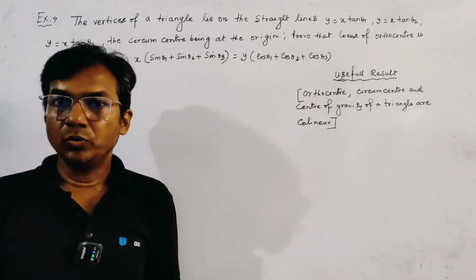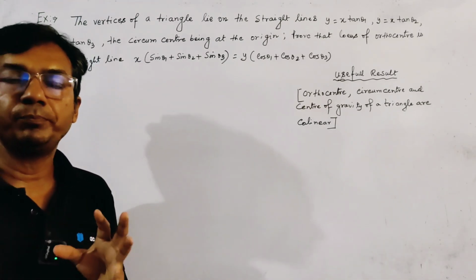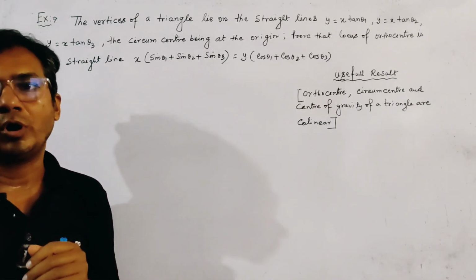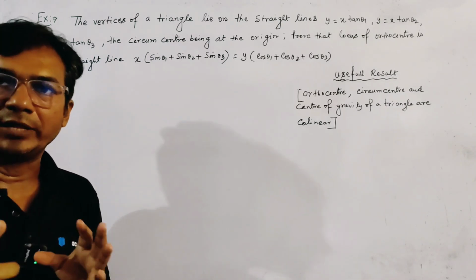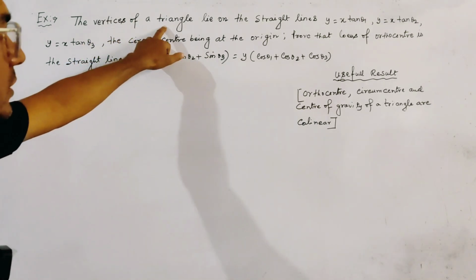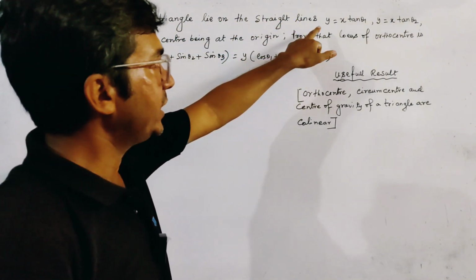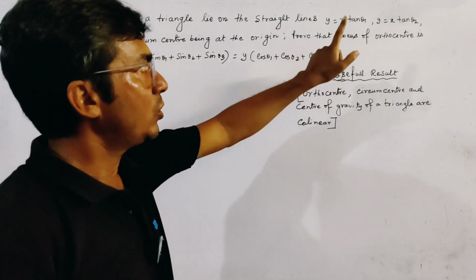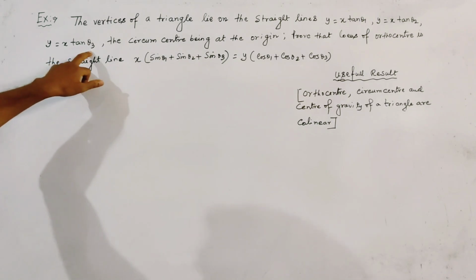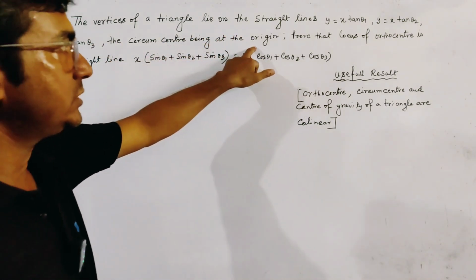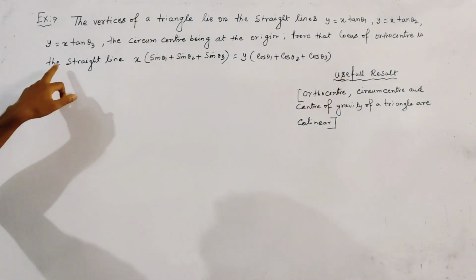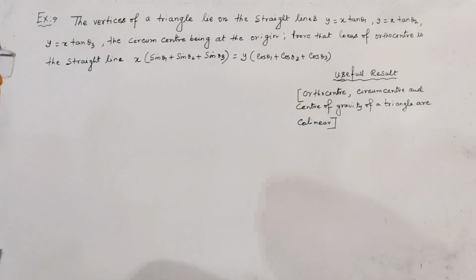In this lecture, we are going to solve an important problem of pair of straight lines from your popular book of Analytical Geometry of 2 and 3 dimensions. The problem is: the vertices of a triangle lie on the straight lines y = x tan theta 1, y = x tan theta 2, and the third one is y = x tan theta 3. The circumcenter being at the origin, prove that the locus of the orthocenter is the straight line given by such.